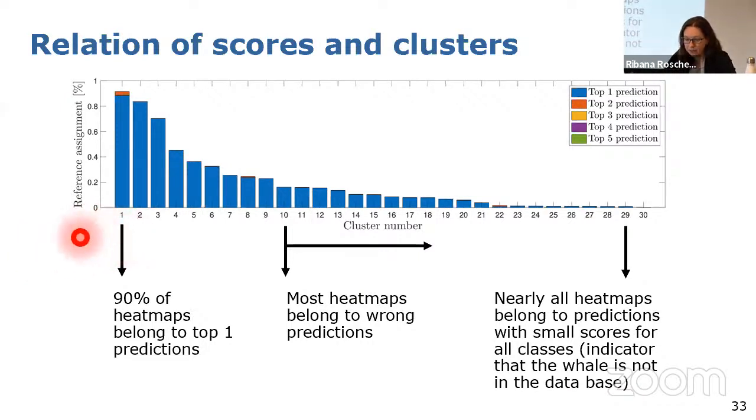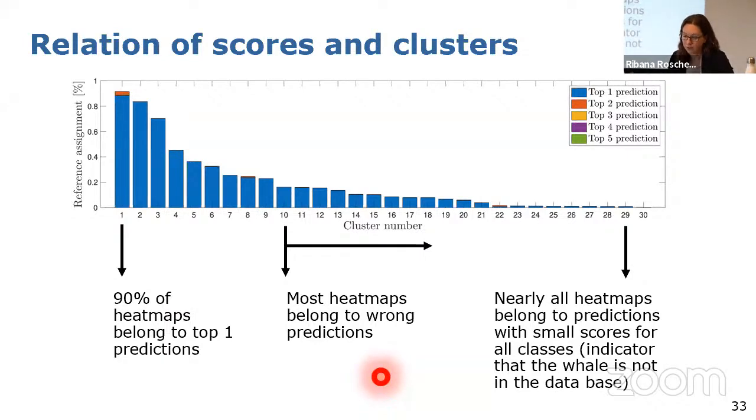The clusters are sorted by the number of correctly assigned whales. And if you, for example, here have such a heat map in cluster 1, you can see that 90% of the heat maps belong to top 1 prediction. So that means the assignment with the highest score was also the correct one. And if you have such a heat map, it can increase the trust in the result. So if you see such a heat map, obviously the network found good patterns, so it's obviously reliable. And for many clusters, you have wrong predictions. That means the heat maps belong to test images which were not classified correctly.